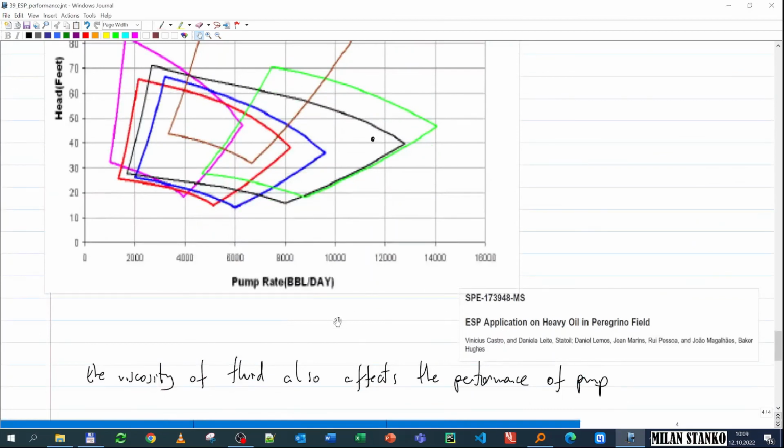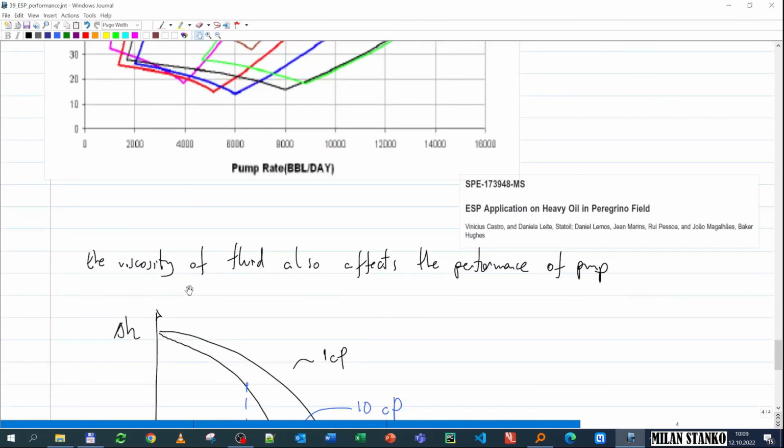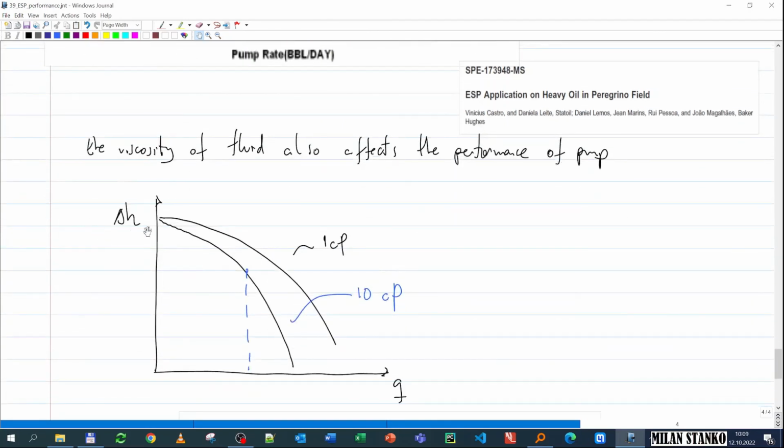As a last comment, I also have to say that the viscosity of the fluid affects the performance of the pump. This is for 1 centipoise that we have mentioned before, but if you have 10 centipoise or 100 centipoise, then the head is going to be reduced, sometimes quite significantly. That's because you create a lot of friction with high viscosity, and then you have more pressure drop, and the head is simply reduced.